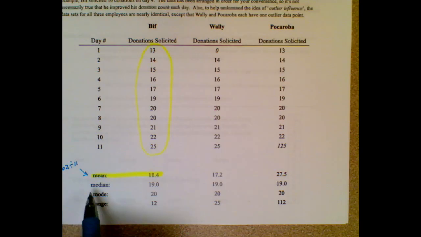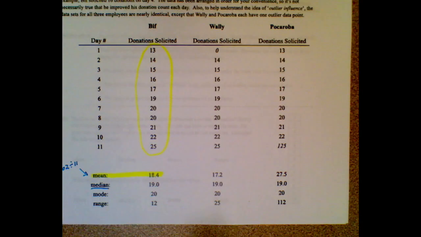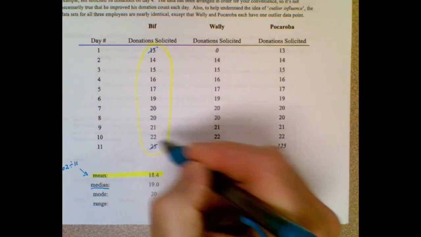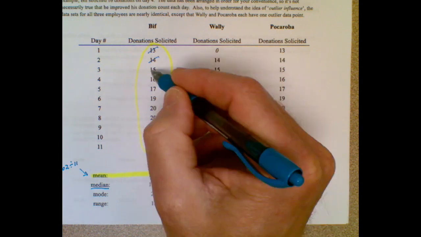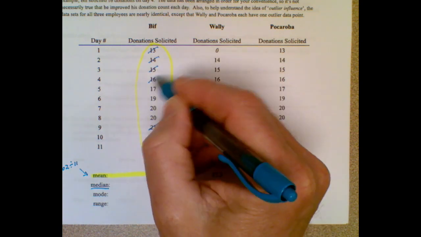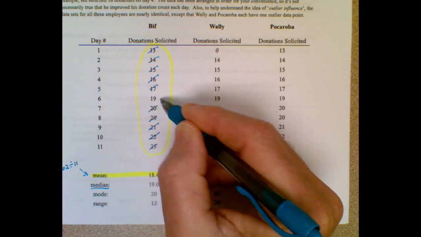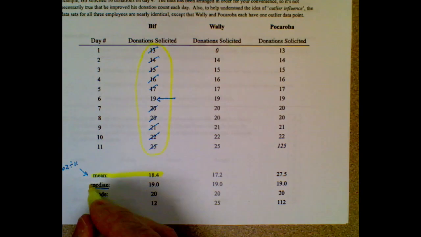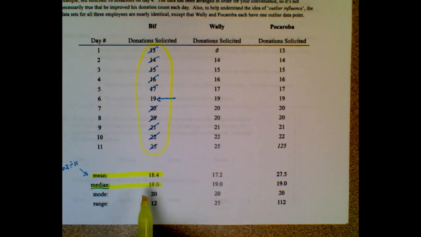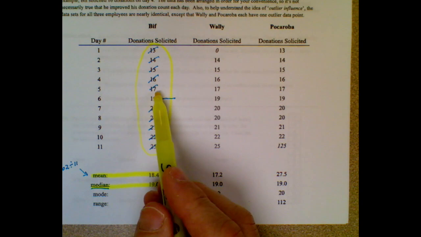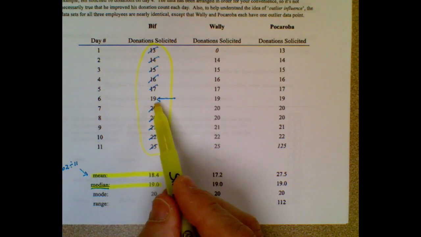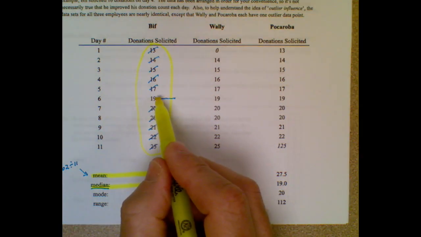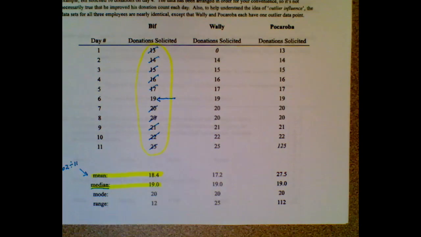The median is the middlemost number, and the way you do that, as long as your data is in order, you cross off the lowest and the highest, then the next lowest and the next highest, and you keep crossing off the lowest and the highest until you arrive at the one in the middle. So the median, 19, is the middlemost data point, meaning there's just as many days that he has fewer donations as just as many days that he has more donations.